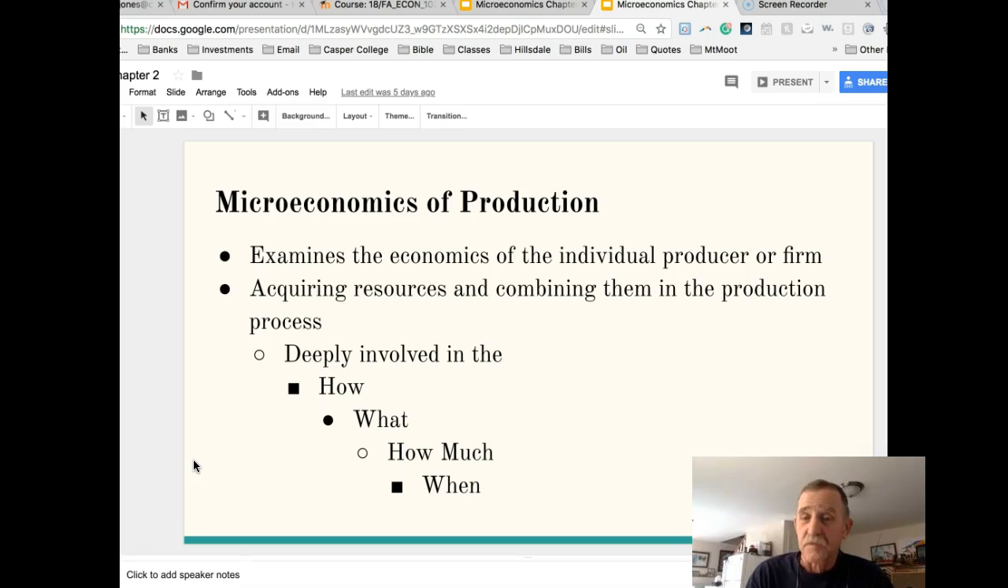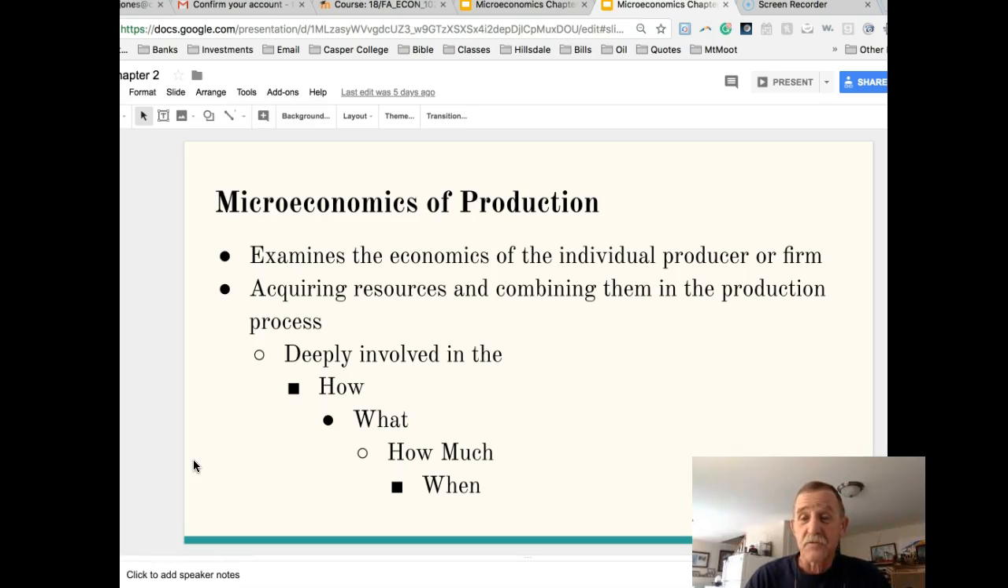The whole deal with this is that we're going to re-emphasize the fact that these questions have to be answered within an economy. And it's deeply involved with how it's produced and what is produced and how much is produced and when it will be produced. And as we've said before, typically the ultimate group of people that answers that is the consumer. And we've given lots of examples on that. How it's going to be produced.